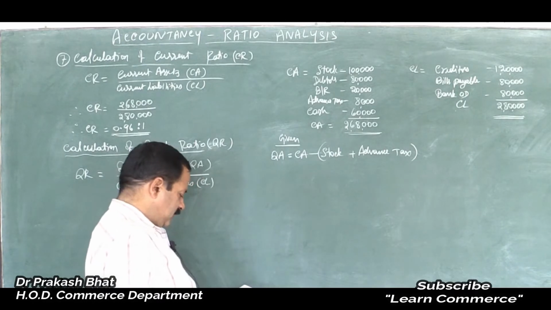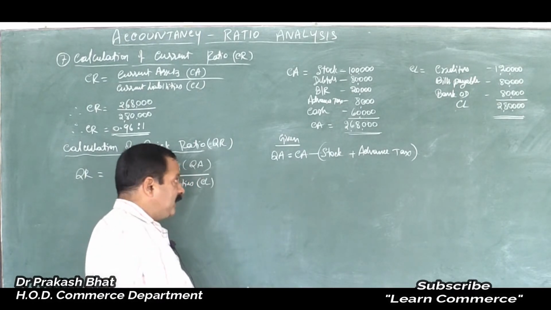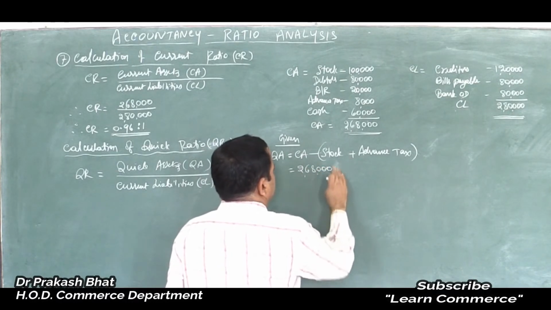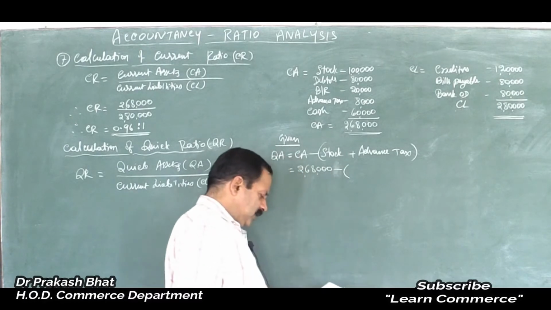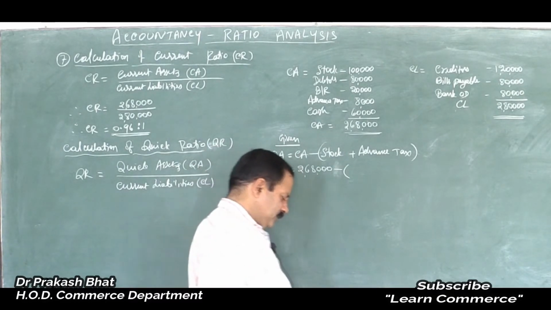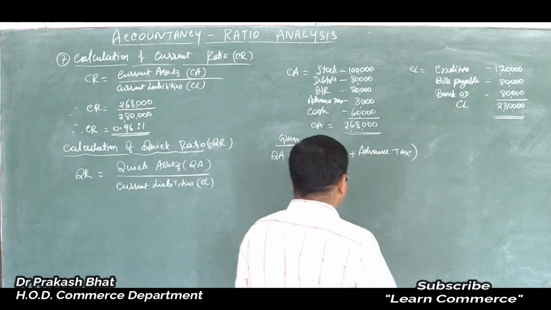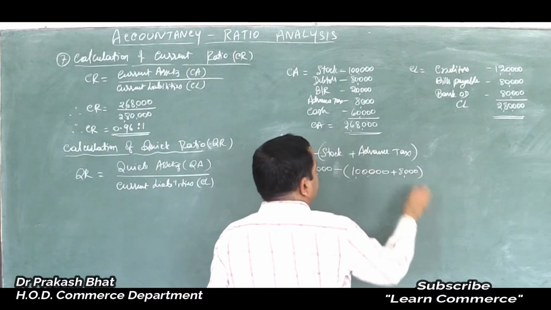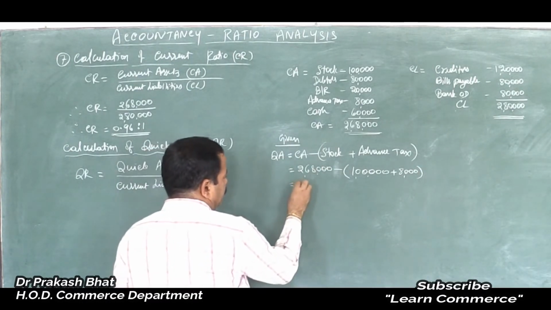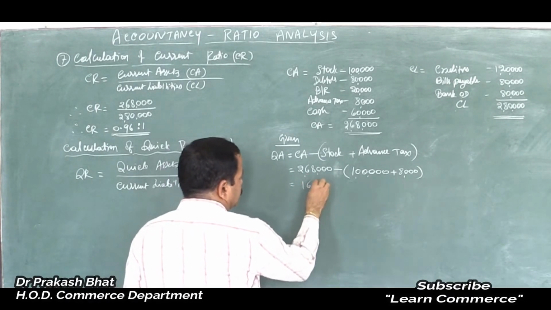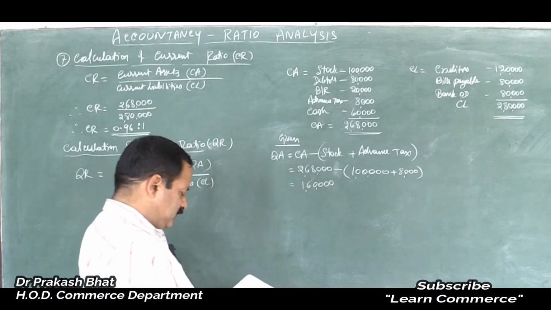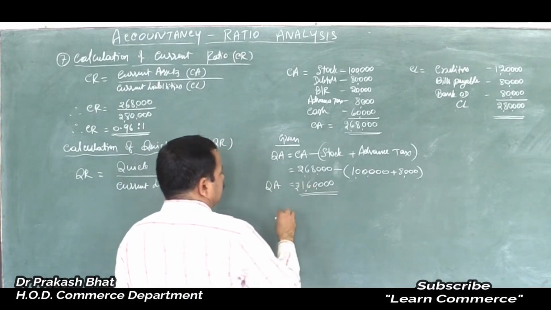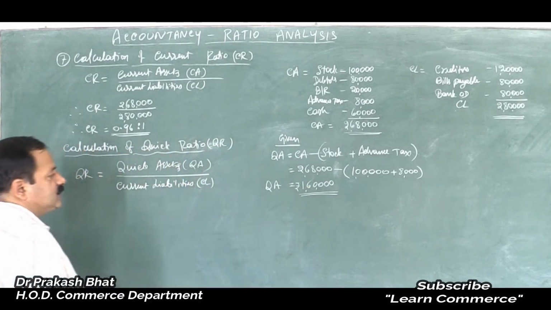So let us take up 2,68,000 we have already calculated. Minus stock how much? 1 lakh and 8,000 is advance tax. 1 lakh plus 8,000, so 1 lakh 8,000. So it will be 1,60,000. Is that correct? Quick assets is equal to rupees 1,60,000. That's all, right? Yes.